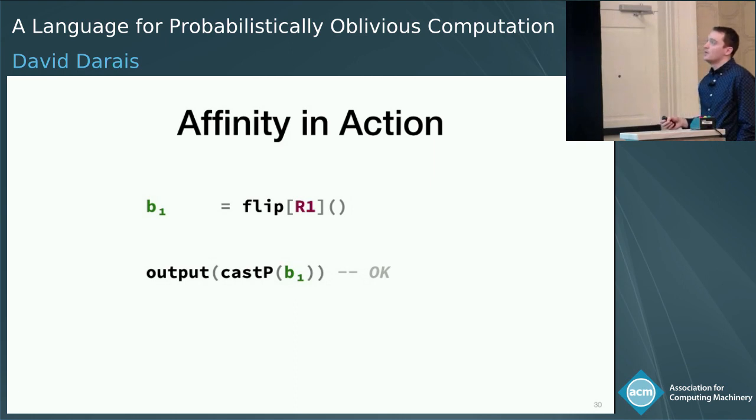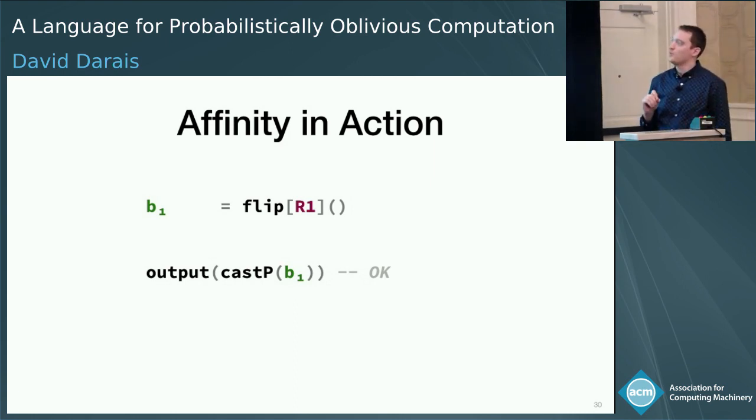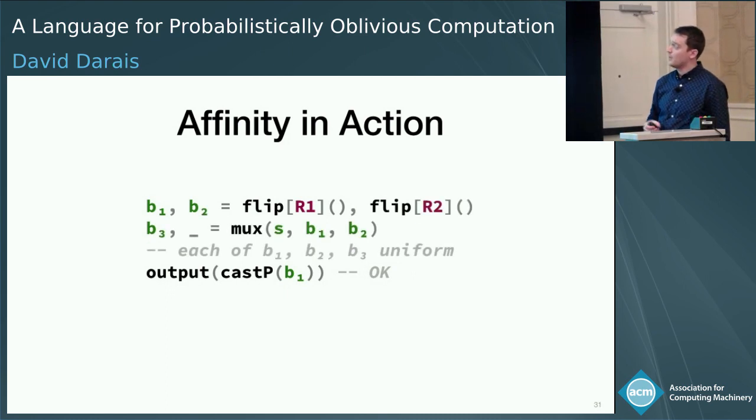So here's a really simple contrived program in our language that has escape hatches like cast P. I'm going to flip a coin, call it B1. I'm going to cast it to a public value, and I'm going to output it. All right, this is OK. A similar thing happened in the baby ORAM example. I'm going to build on this example. I'm going to flip a second coin in a different region. I'm going to mux between B1 and B2, call the result B3, and then I'm still just going to output B1. So I'm kind of doing nothing with that second line. That's OK. But I could also output B3.